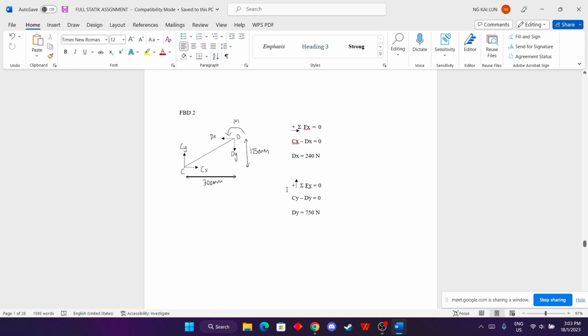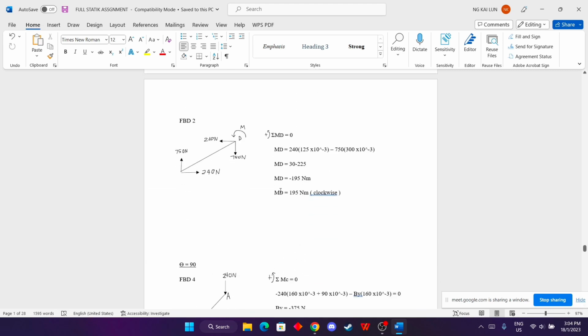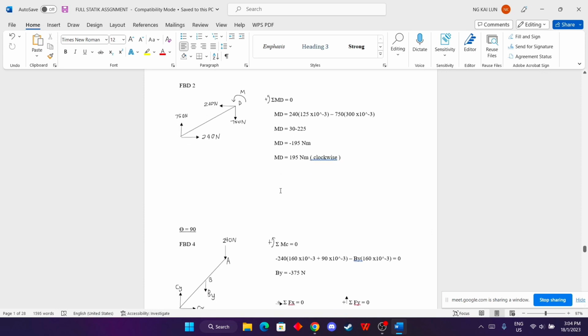Then for the force in Y, Fy equal to 0, and then we take Cy at the point C: Cy minus Dy equal to 0, and then we got the final answer Dy equal to 750 Newton. And then FBD2, find the moment.